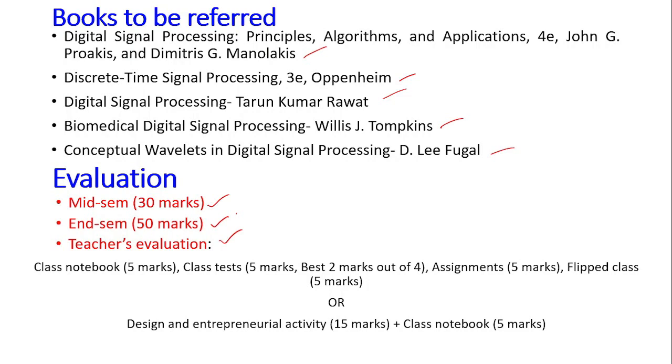So the classical one would be class notebook, 5 marks, whatever you are noting down. Then class tests, it would be of 5 marks. I will try to take at least 4 exams, and out of these 4 exams we take the best 2 marks. Then every week from next week onwards, you will be getting assignments. So you have to maintain a separate copy for that. Assignments would be 5 marks.